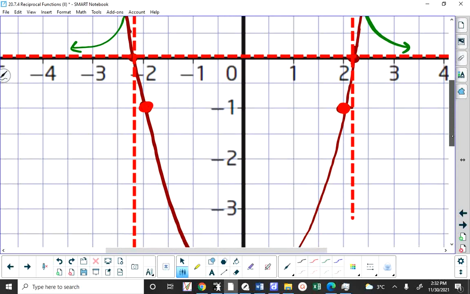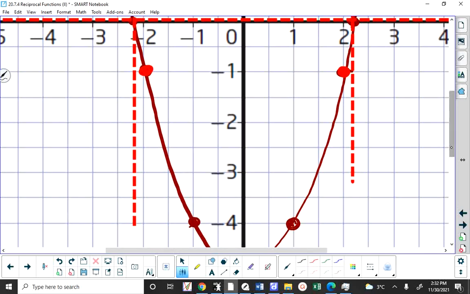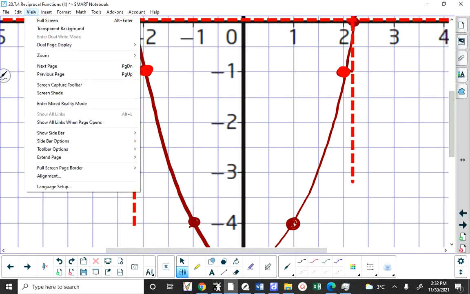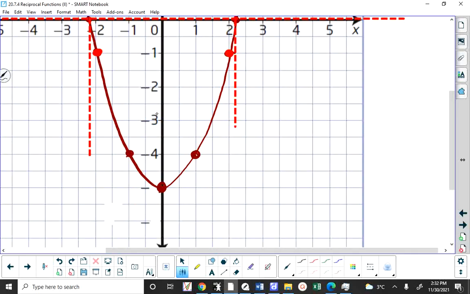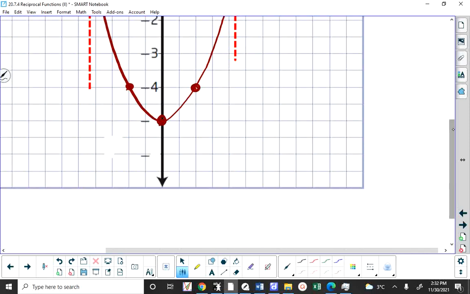Now, what do we do in the middle? I'm going to go down one zoom setting here for us. What do we do in the middle? I'll have to wait. Well, we have to start picking some key points. While I'm waiting for my computer to catch up with me, I want everybody to find the y-intercept of the reciprocal function. There it is. It's caught up.